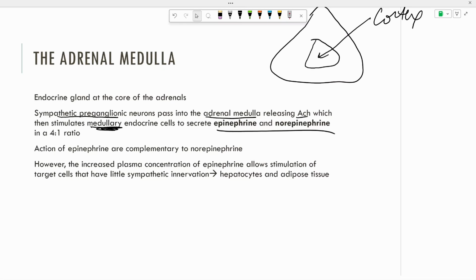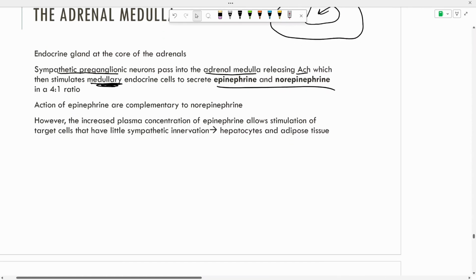We'll go through this a lot more when we get to cardiac, so don't worry about epinephrine and norepinephrine for now. Just know they're released from the adrenal medulla from a neural input.